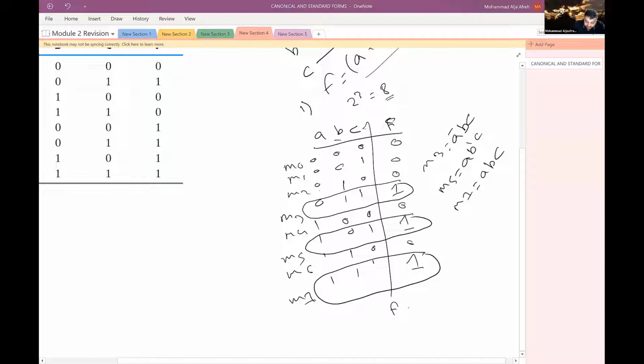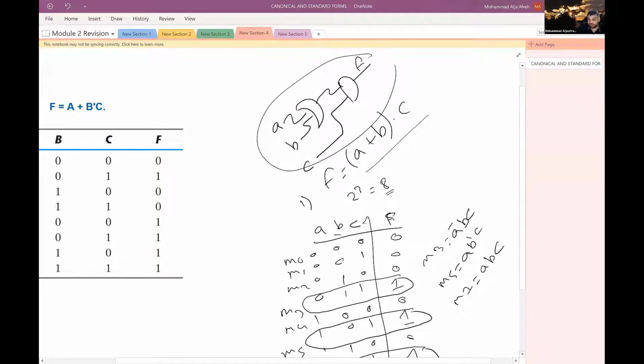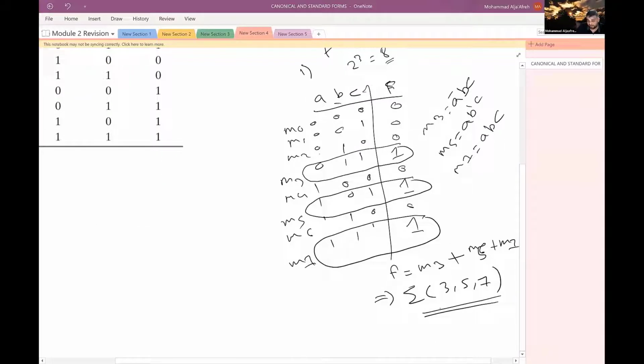So my function F is equal to M3 plus M5 plus M7, a sum of products. I sum all these terms. In other words, it can be described as the sum of 3, 5, 7. This notation of describing the digital circuit is called the canonical sum of products format, in which 3 represents the min-term 3, 5 describes the min-term 5, and 7 describes the min-term 7.